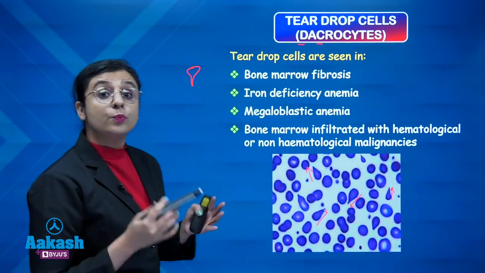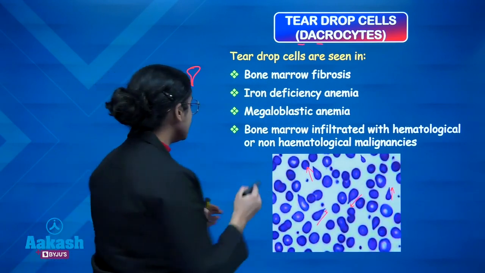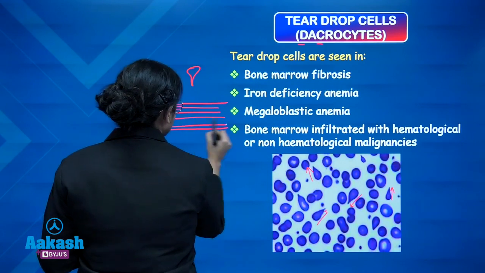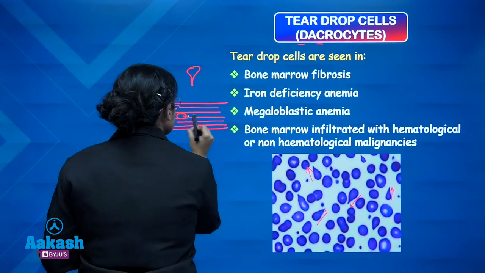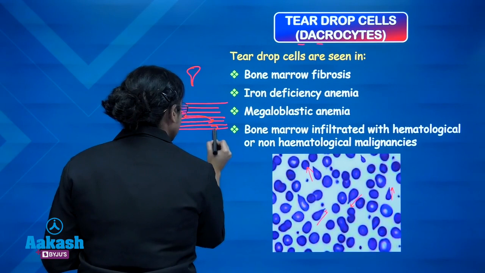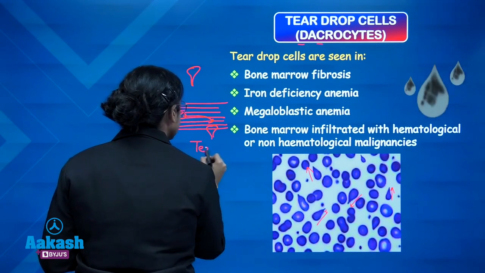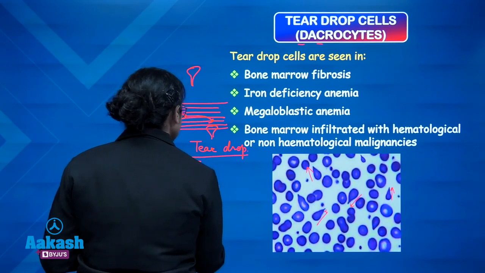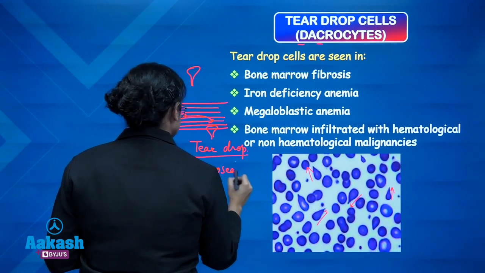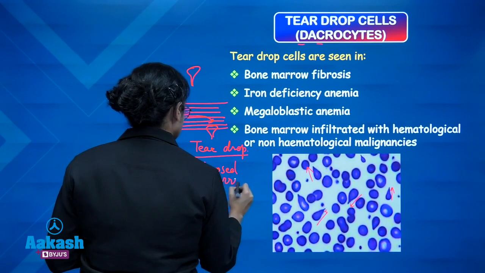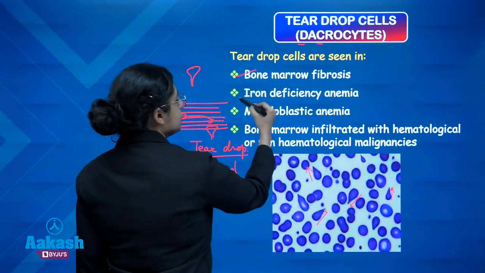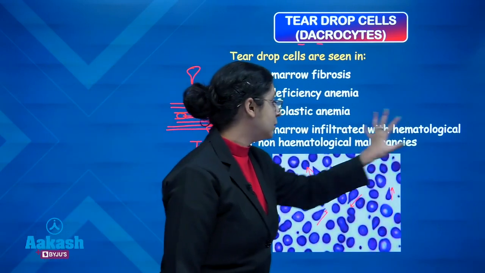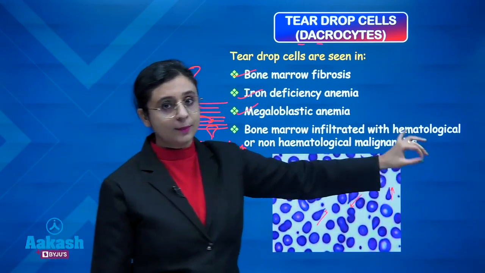Yes, found in case of bone marrow fibrosis. Very frequently asked, your fibrosed marrow. This is the fibrosed marrow, and when the RBCs are trying to squeeze through the fibrosed marrow, they attain this typical teardrop appearance while trying to pass through the fibrosed marrow. Other causes can be iron deficiency anemia, megaloblastic anemia, and the bone marrow infiltrated with hematological and non-hematological malignancies.